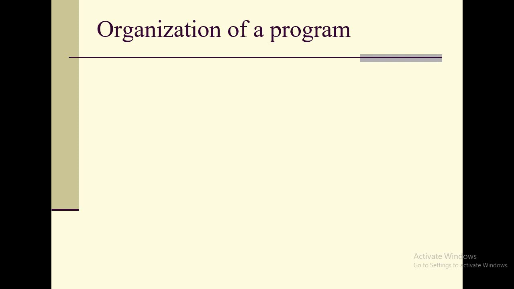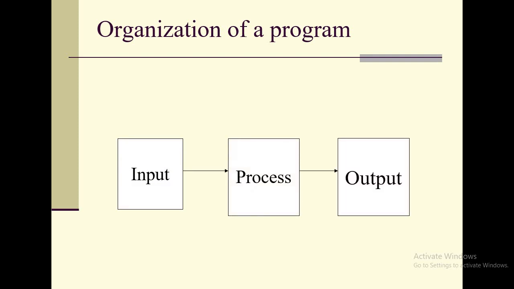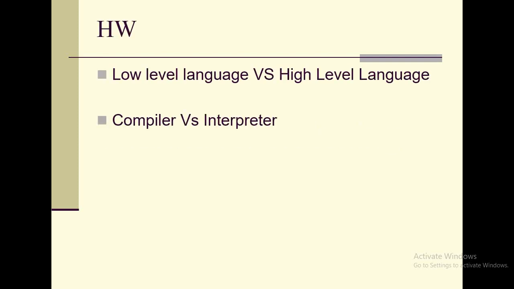Now we see the basic organization or structure of a program. A program must have an input, then after processing it produces some output. Here we see some homework. Our homework is the difference between low level and high level language, and another homework, that is the difference between compiler and interpreter.